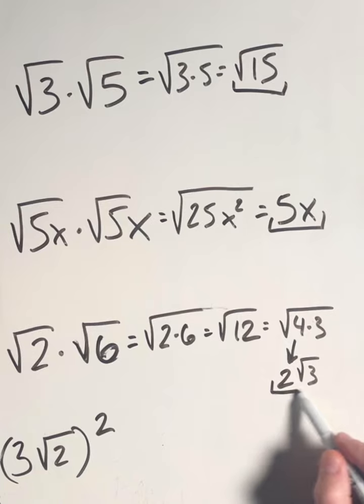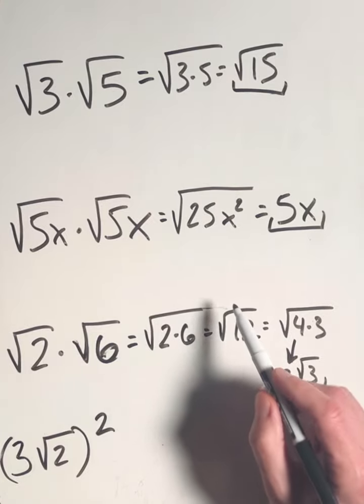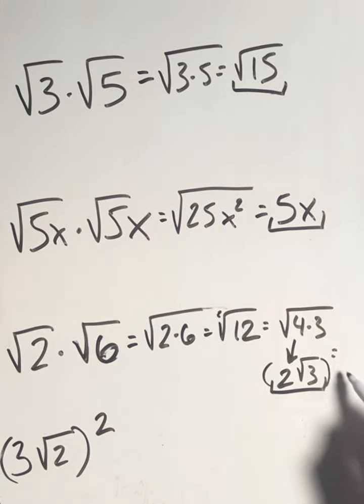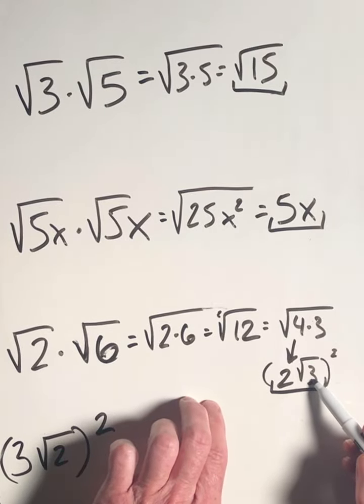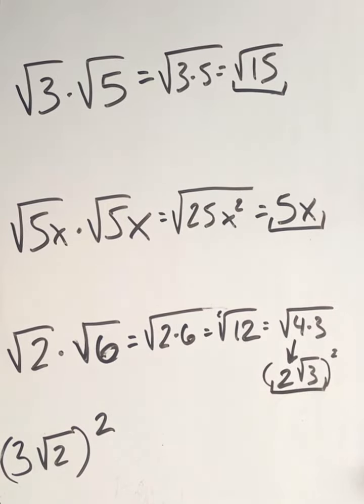To double check that a radical is simplified, we can raise the whole thing to the power of the original index. So we have the square root of 12, which had an index of 2. 2 squared is 4. The square root of 3 squared is 3. 4 times 3 is 12. That was our original radicand, so we know we have simplified this properly.